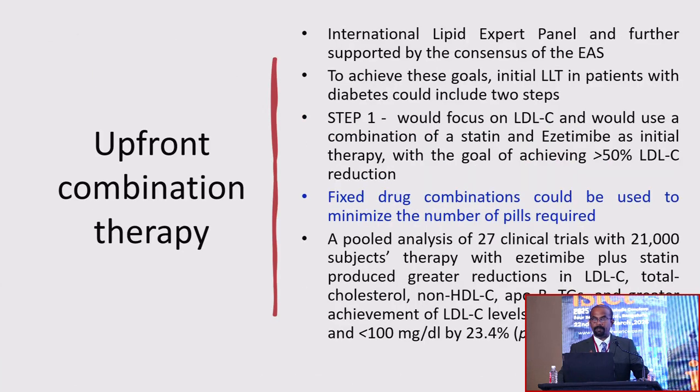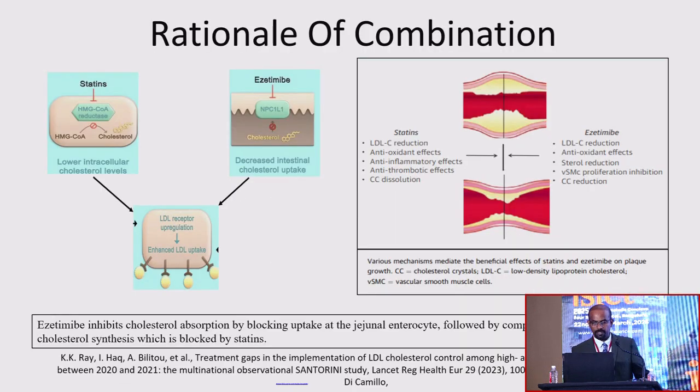The International Lipid Expert Panel says that to achieve the target, initial therapy in patients with diabetes could include 2 steps, which would focus on LDL cholesterol. You can use a combination of statin and ezetimibe as initial therapy with the goal of achieving more than 50% reduction of LDL cholesterol if you think he is a high-risk individual. There are a lot of pooled analyses of clinical trials; you can refer to them, as due to lack of time I am not going into the details.